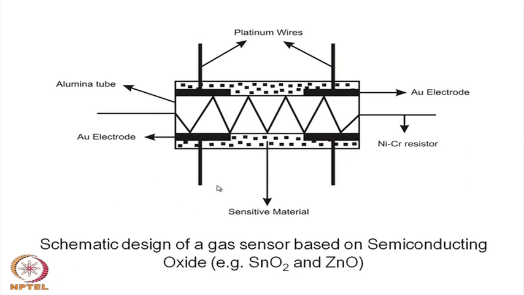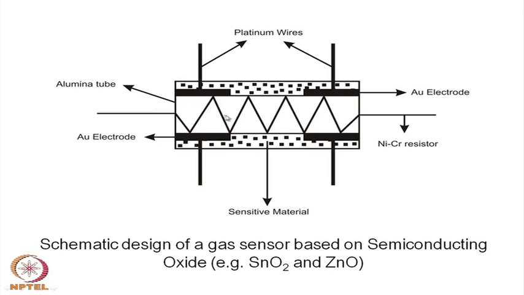Next comes the basic design. Whatever we have discussed so far is the basic principle on which an oxide can be used as a gas sensor, for sensing or measurement of gas concentration in the presence of this oxide. Here is how the actual sensor looks, or how it is designed. Of course, this is a fairly old design, although it is a standard design. We will come to why it is old and what new designs one can have.